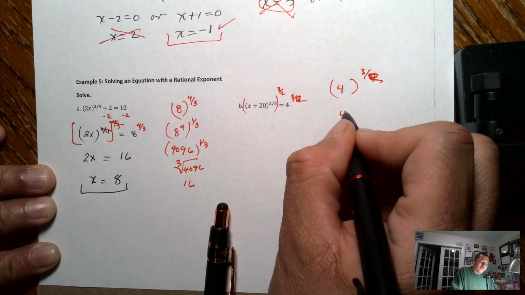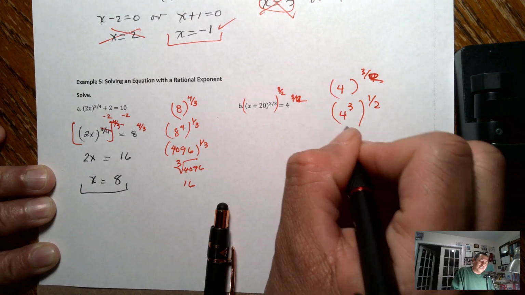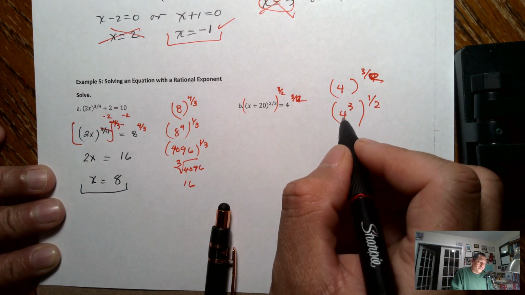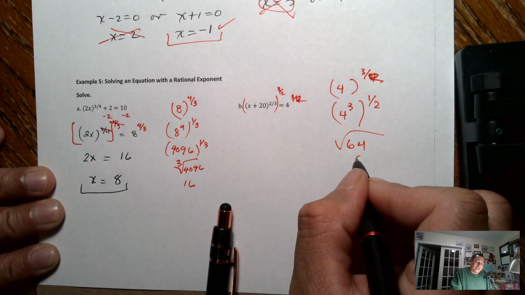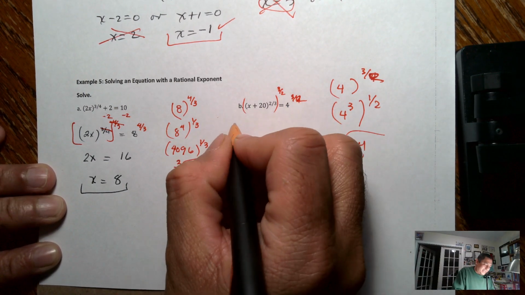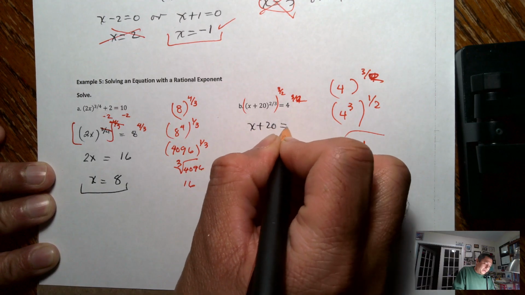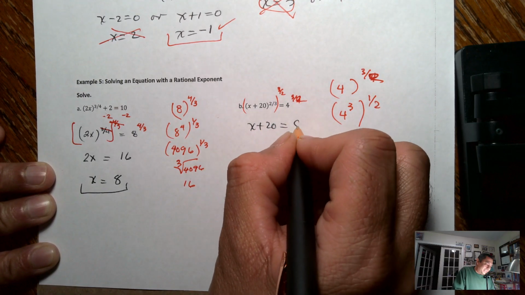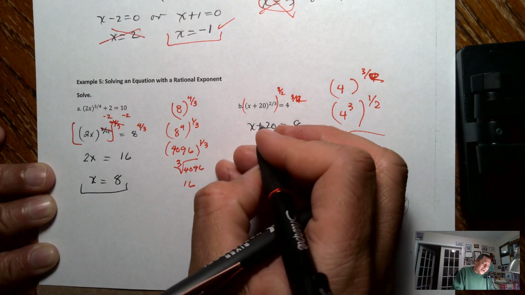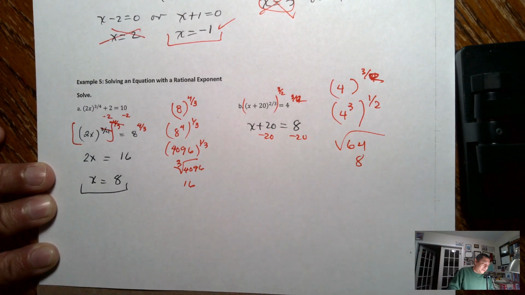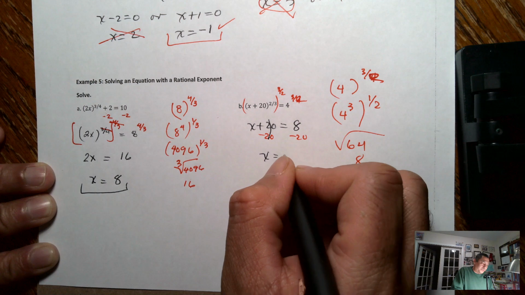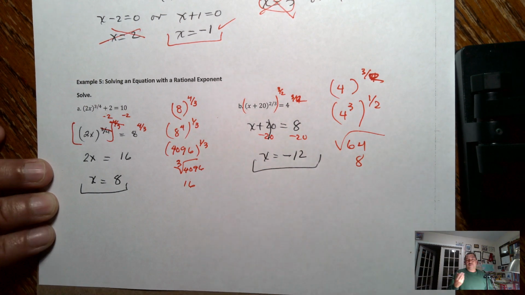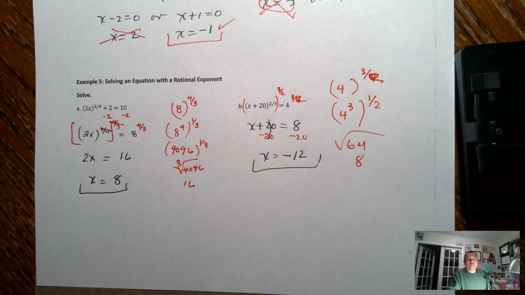So what we have here is 4 to the 3rd power to the 1/2, which is the square root of 4 to the 3rd power. 4 to the 3 is 64, and the square root of 64 is 8. So what I have here is x plus 20 equals 8. And then we subtract 20. Okay, so these two cancel out. So I have that x is equal to negative 12, which is the answer that we're looking for. And now we're going to the next example.